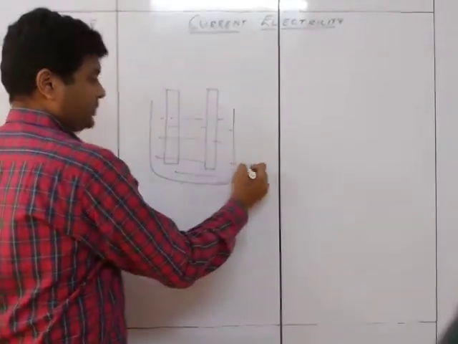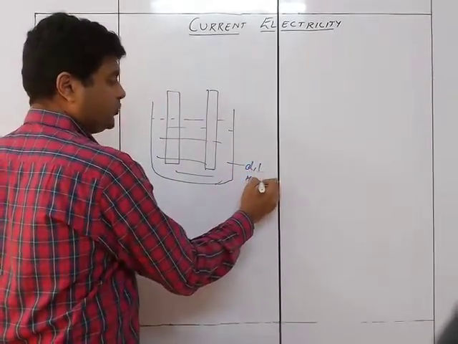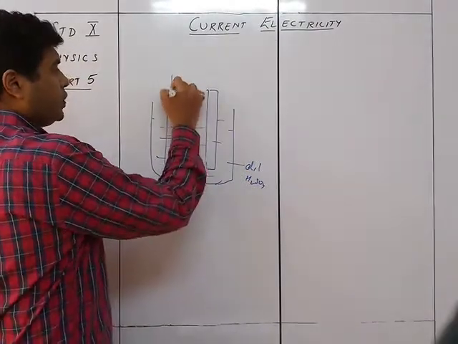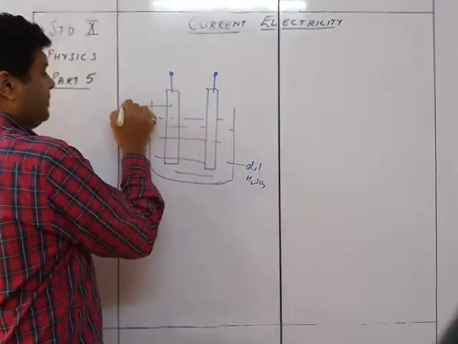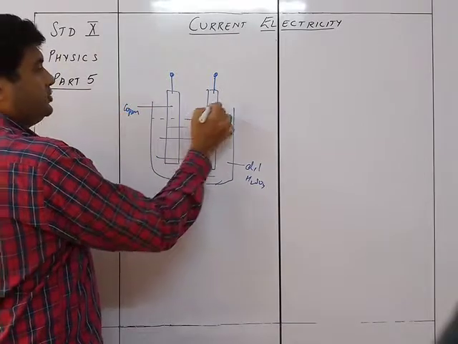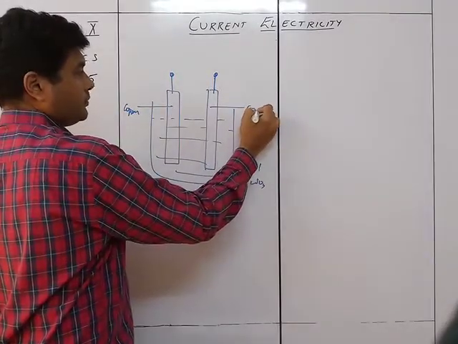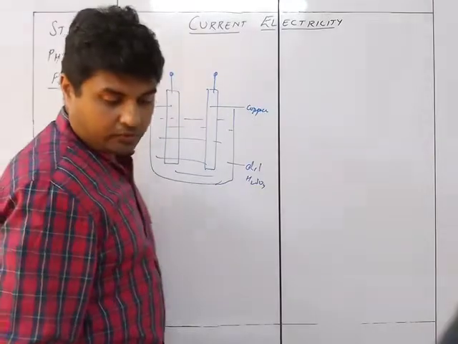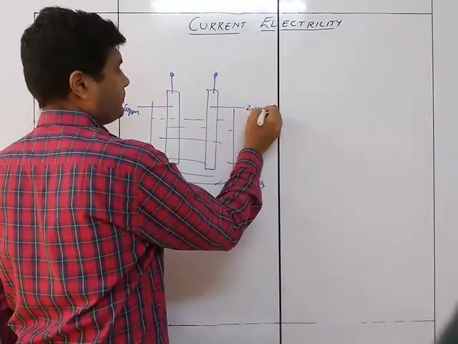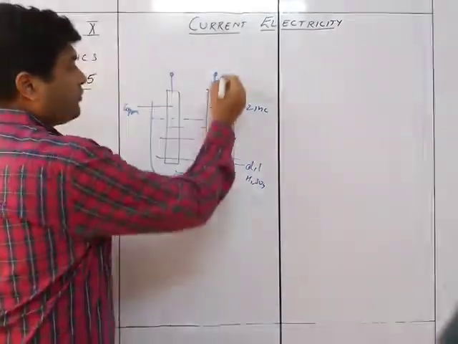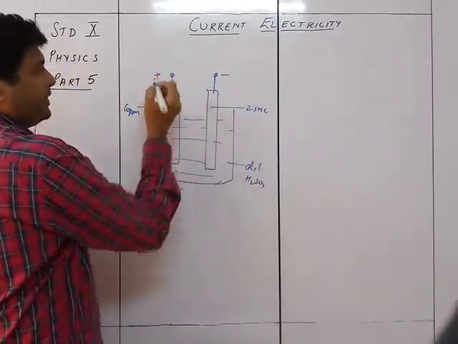This is dilute H2SO4, and this will be copper electrodes, and accordingly this will be copper, and this will be also copper. Okay, so sorry, this will be zinc. So this is going to form the negative terminal, and this is going to be forming the positive terminal.